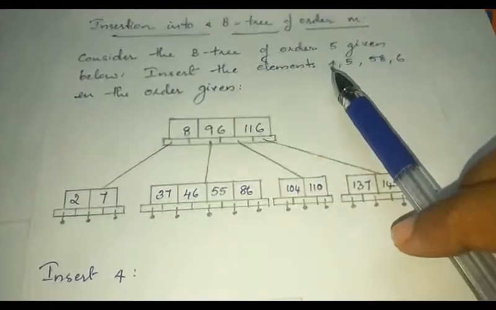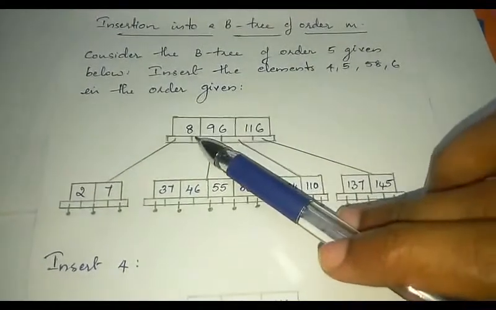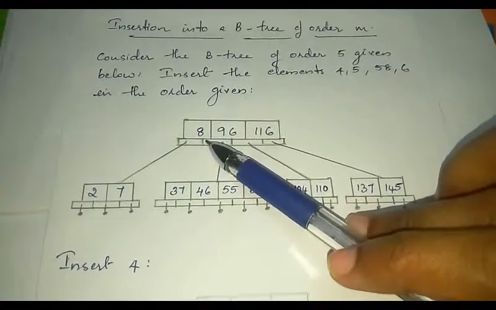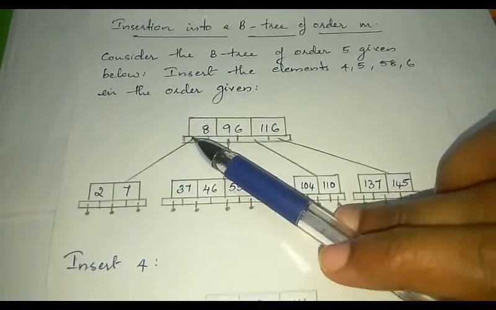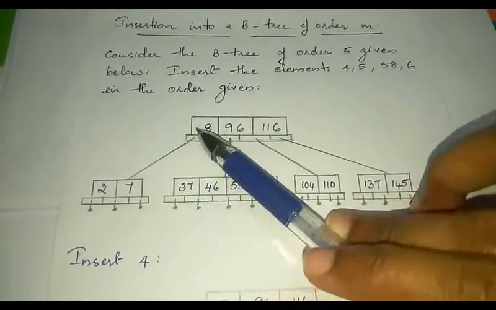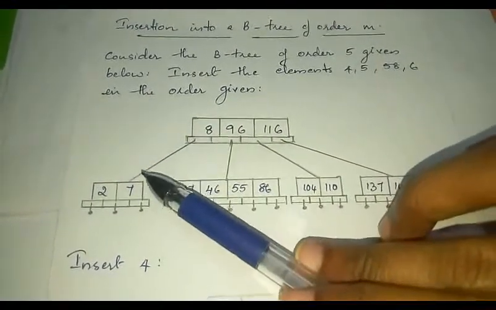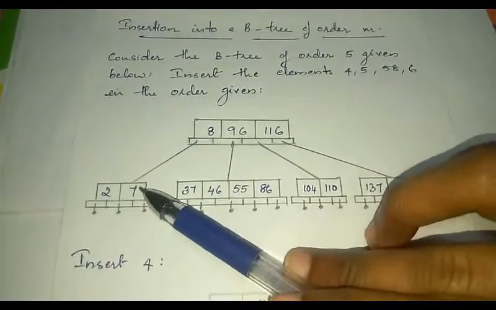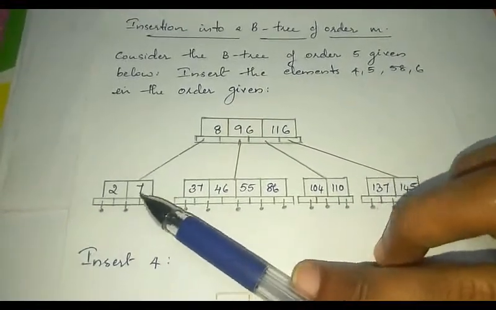Take the element which we are going to insert, which is 4. Compare this 4 with the first key value. While comparing, we can see that 4 is less than 8. That means 4 is to be inserted to the left of the key value 8. So look at the left node or the left subtree. Check whether you have space for insertion of 4. In the left subtree, we can see that there is a node with 2 values, 2 and 7.